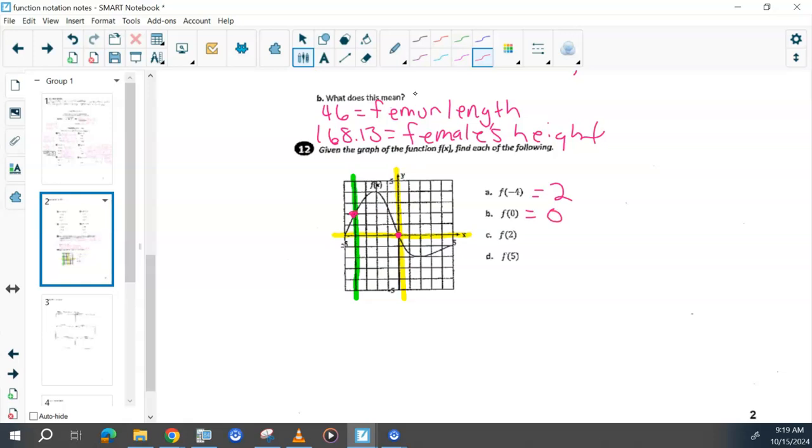F of 2, -2. And f of 5, -1. Do you have questions on how we found any of those from a graph? We're going to move on to the next page.